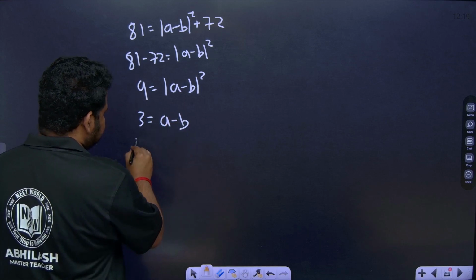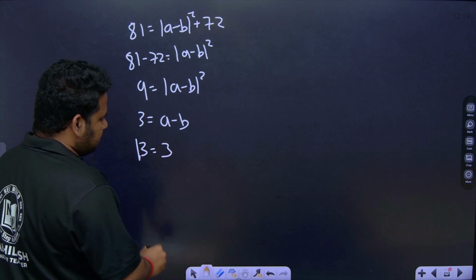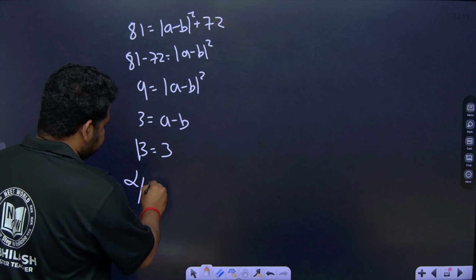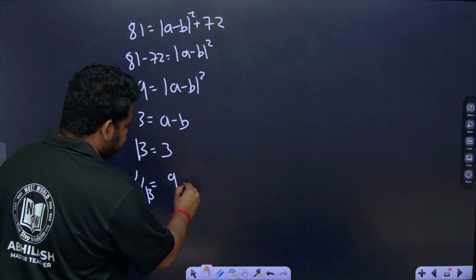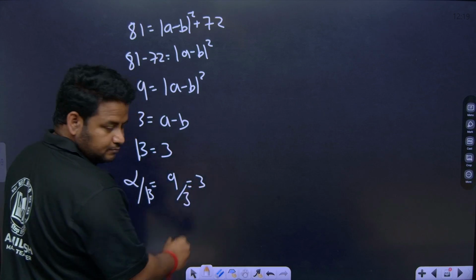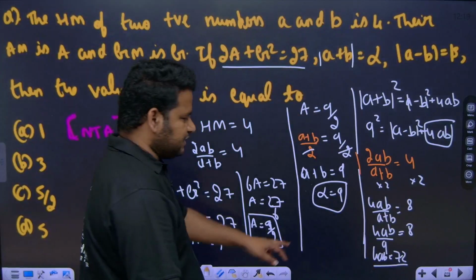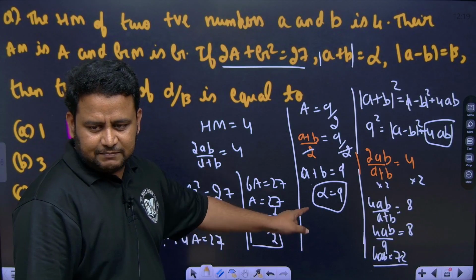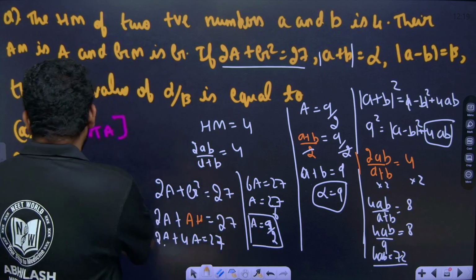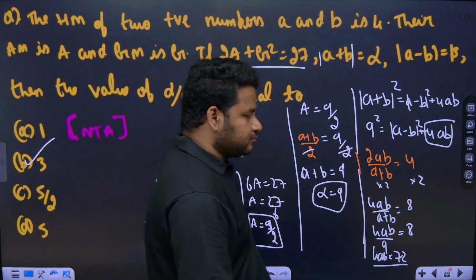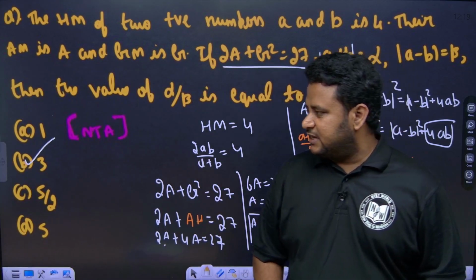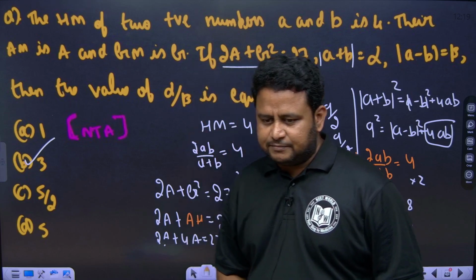So beta will be equal to what? 3. Alpha by beta will be equal to what? 9 by 3. Alpha is what we got? 9. Beta is 3. 9 by 3 is what? 3. So the answer is B. Clear? Understood? Is it clear till here? Yes. Fine? Okay.